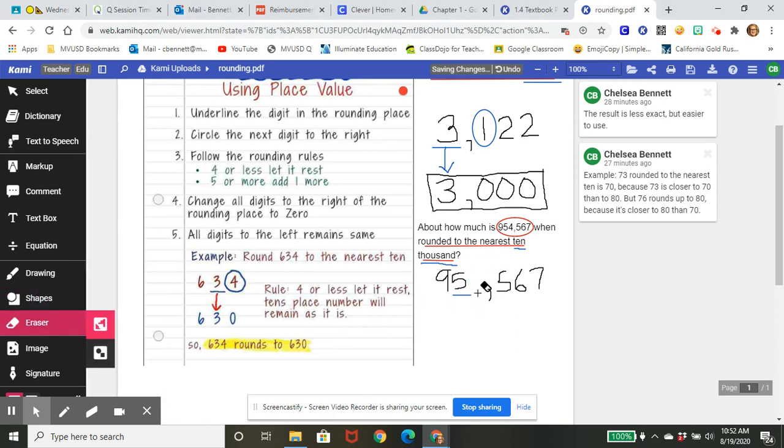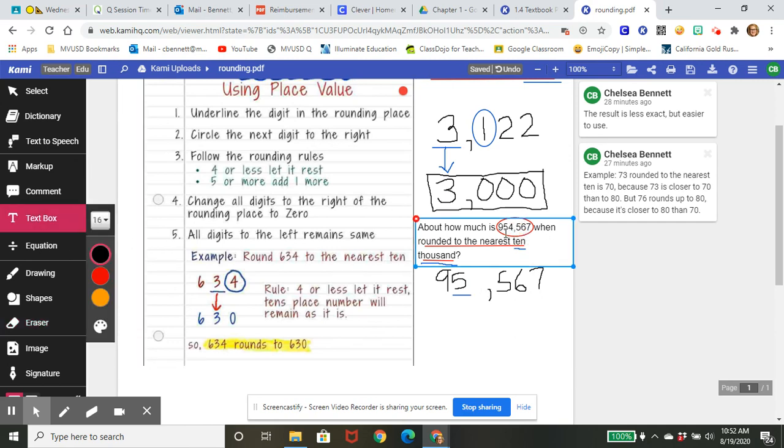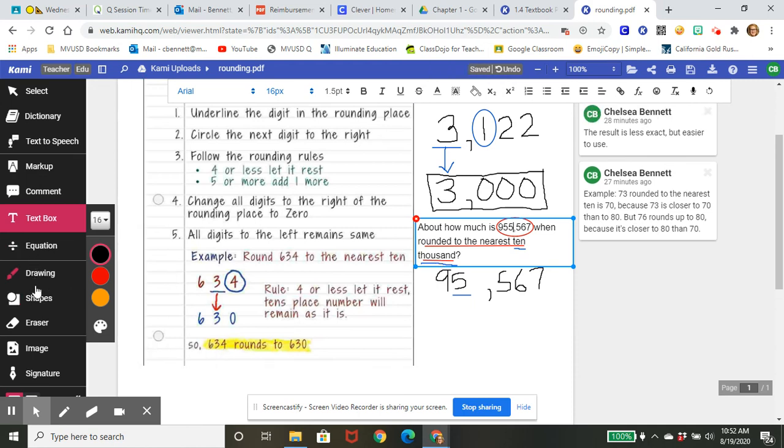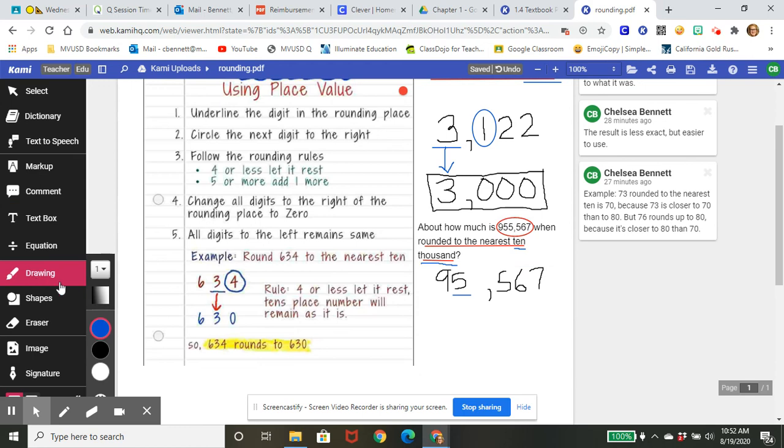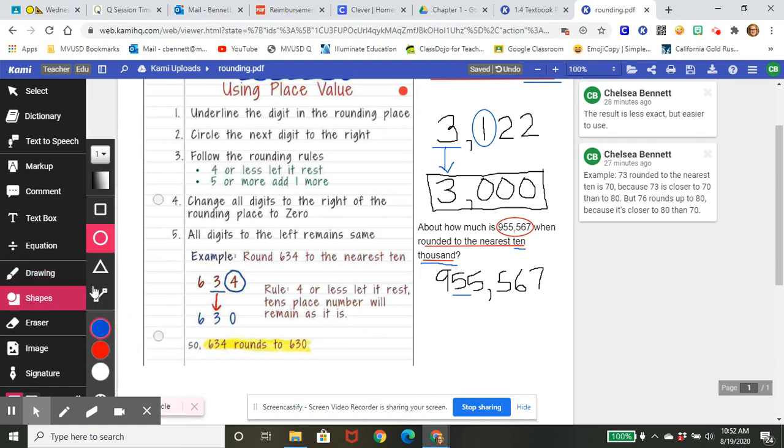I want to show you something else. So let's change this to 955,000 because I want to show you rounding up. I'm sorry to change the number right in the middle, but this will help us know what to do better. Okay, here we go. I'm going to take a look at this.